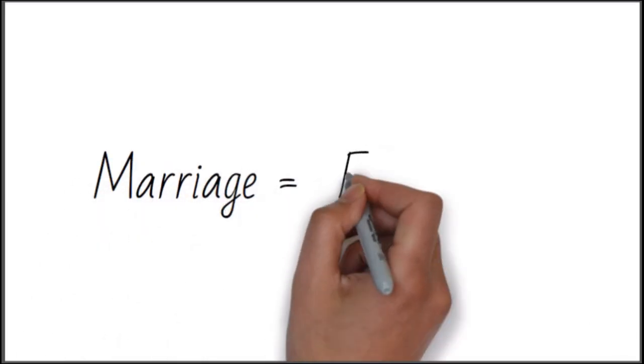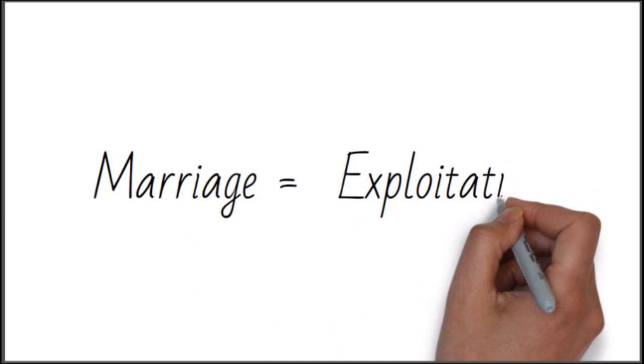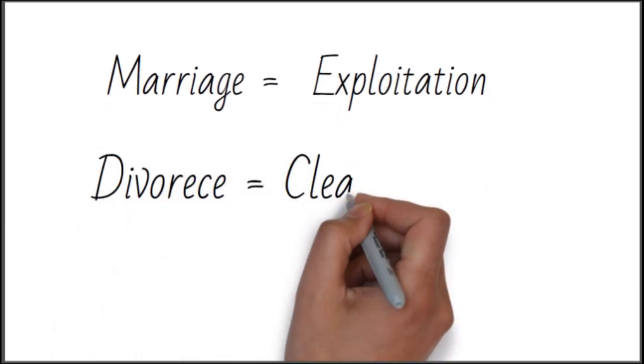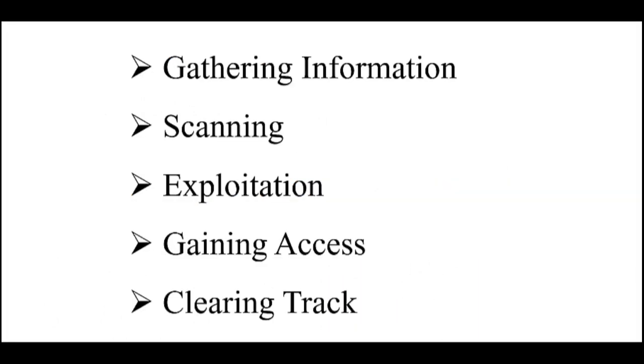Afterwards, they are happily married, and this marriage can be termed as exploitation. A few years later, they got divorced and separated, and this can be termed as clearing their tracks. So you see, there are five most important steps of cybersecurity: gathering information, scanning, exploitation, gaining access, and clearing tracks. Clearly, these terms are very much related to our own life. This is how I relate these stories with my teaching, so that students can grasp my lessons properly.